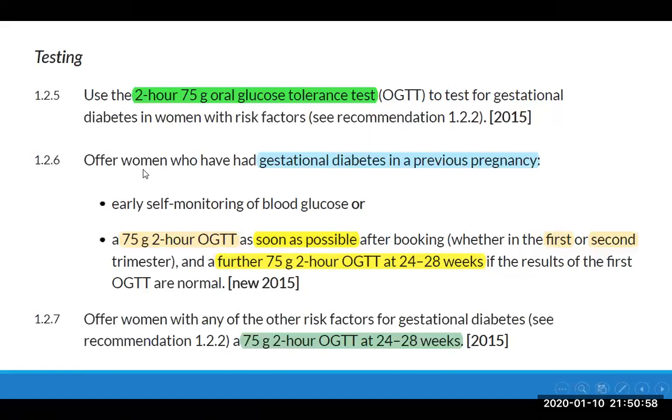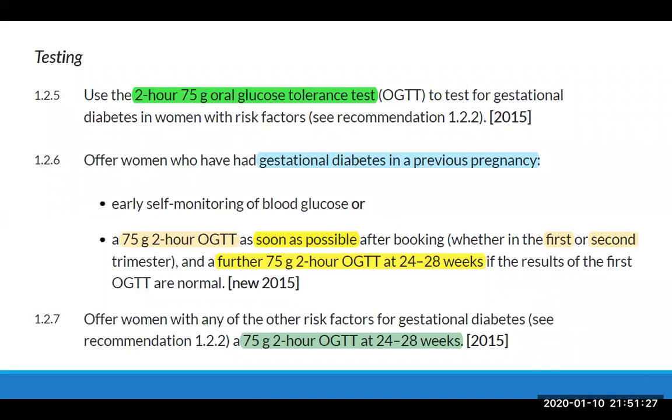Gestation, when to do it? Offer women who have previous GDM early self-monitoring of blood glucose, and we must do the oral glucose tolerance test immediately at the first appointment. And if it is normal by fasting and 2 hours, we must repeat this test at 24 to 28 weeks. This is very important and this is very unique.